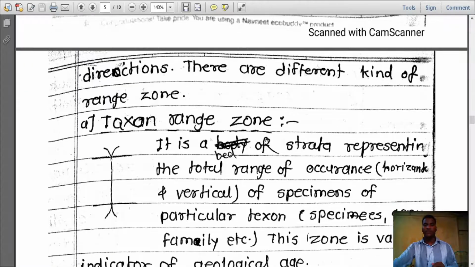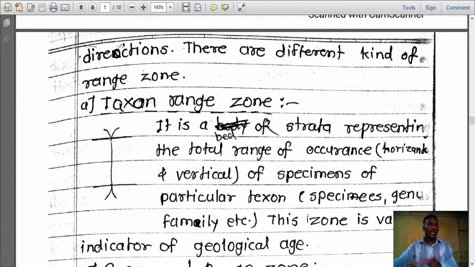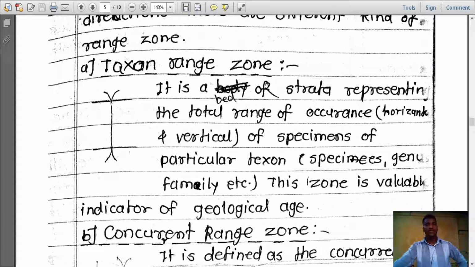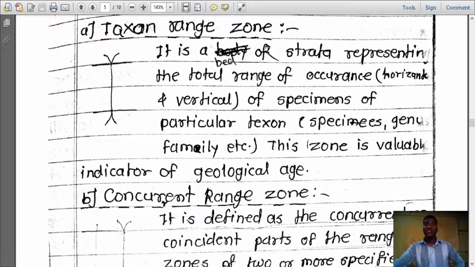Taxon range zone. It is a bed or strata representing the total range of occurrence, horizontally and vertically, of a species of particular taxon. A particular species is considered here, with its complete genus and family, etc. This zone is a valuable indicator of geologic age, for example age of human beings, age of mammals, age of reptiles. Then concurrent range zone.